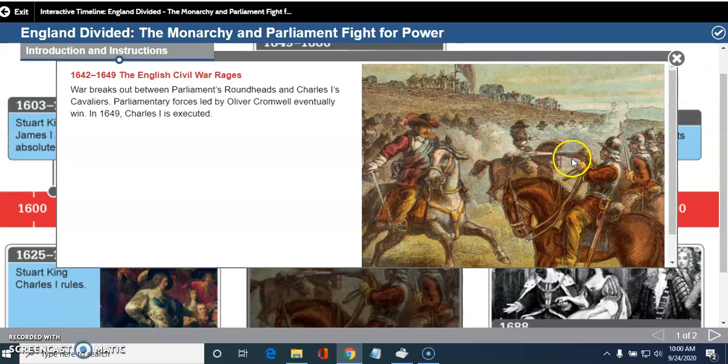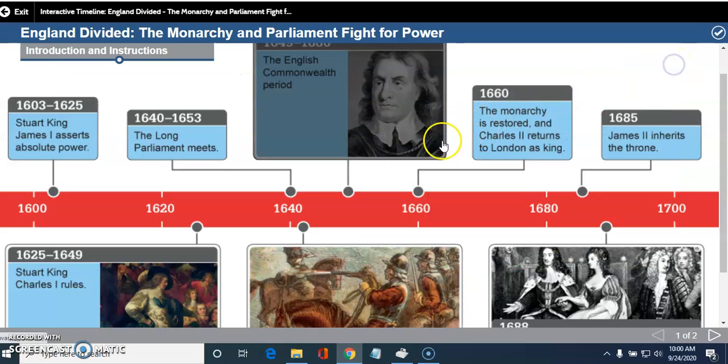The weapon being used here is a short flintlock pistol. You had muskets and pistols, and also swords. Eventually, Cromwell's army is victorious, and Charles I is executed for treason. We watched a video on that yesterday.